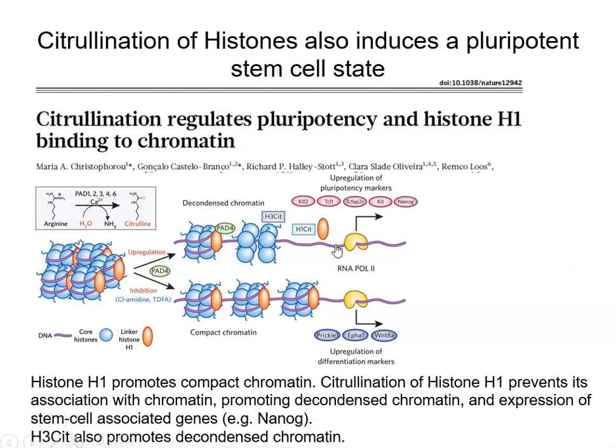One of the key ones is NANOG, another one is KLF2, and these genes are master regulators which control stem cell behavior. So again, it's modifying the chromatin so it is super loose. These genes would normally be silenced in all differentiated cells, whereas if citrullination of histone H1 occurs, transcription factors can gain access to these genes which are normally silenced.